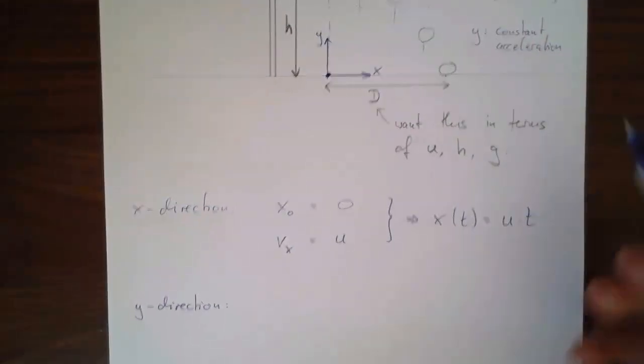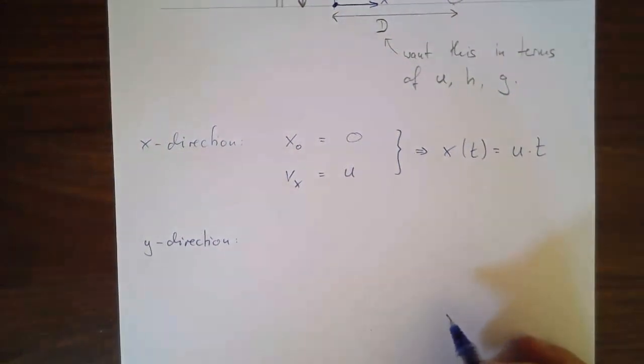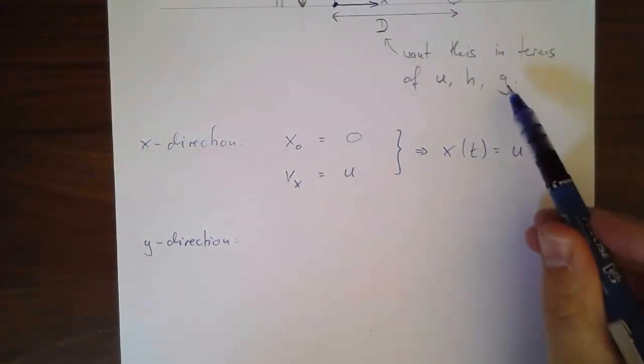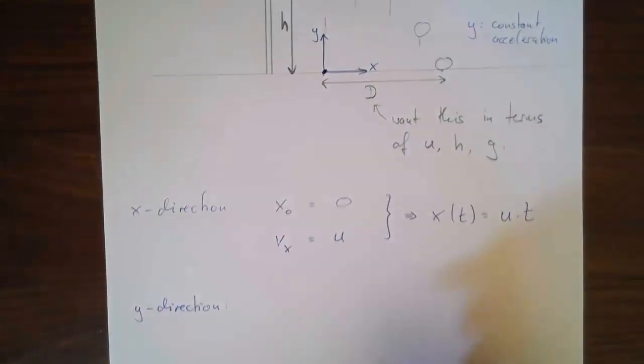Right? That's what we said. The constant acceleration isn't just any old acceleration. It's, of course, g, gravity, on Earth. So let's write down where we start.